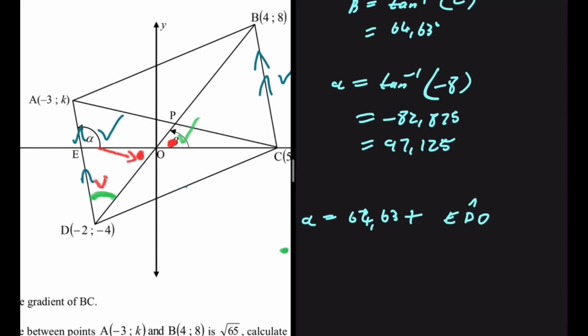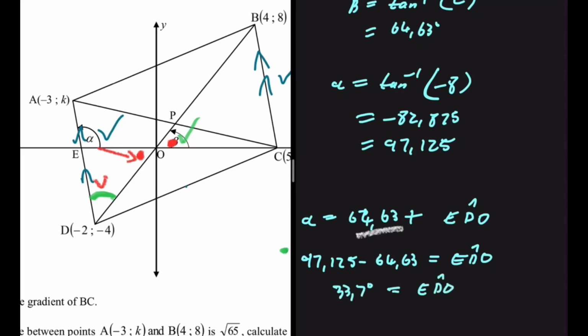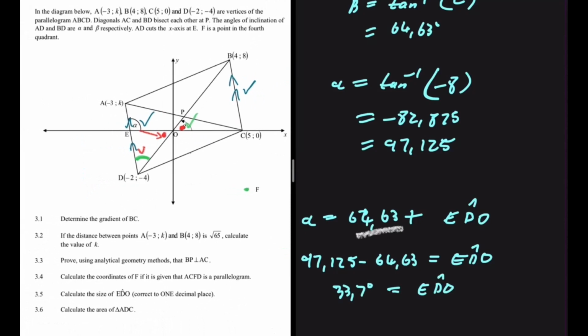So let's take 64.63 to the left hand side. We're gonna get 97.125 minus 64.63 being equal to EDO. If you put that in your calculator, you should get 33.7 being equal to EDO. The last question, let's do the last question.